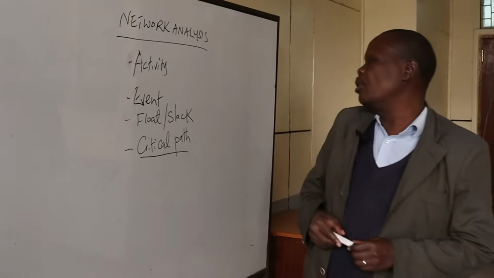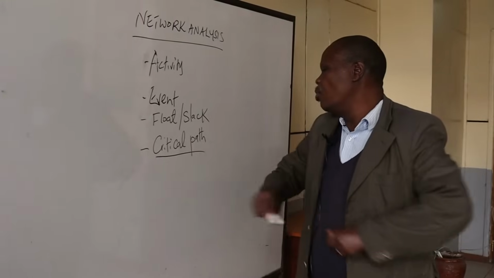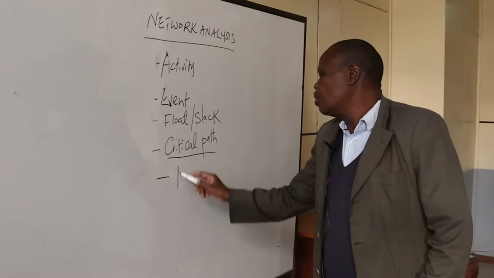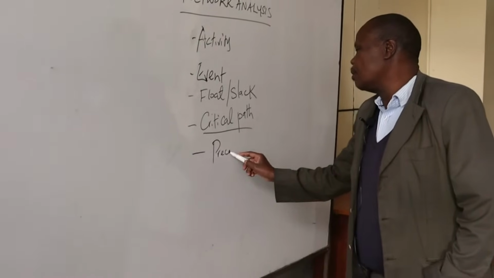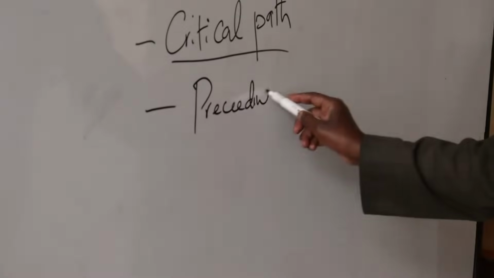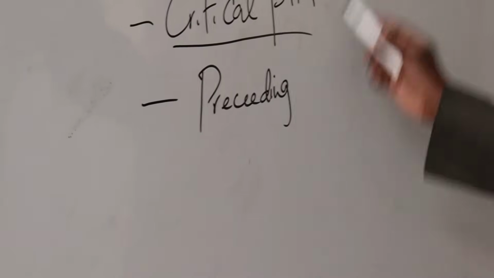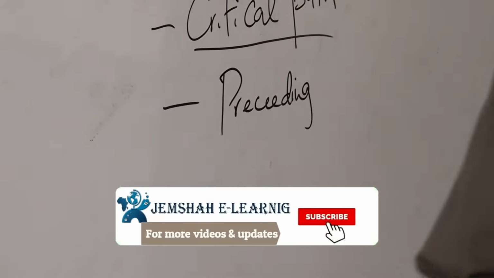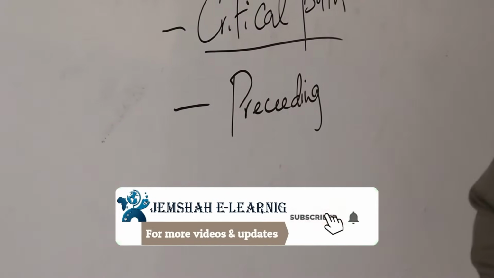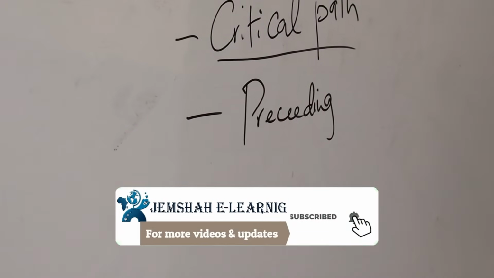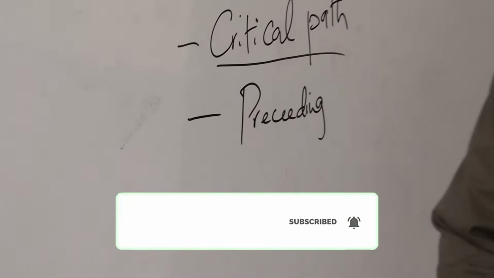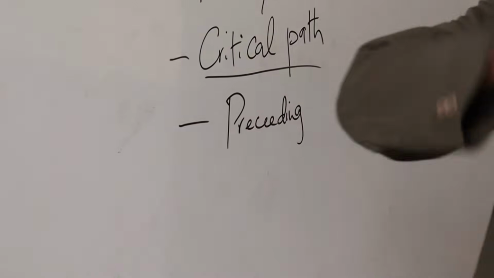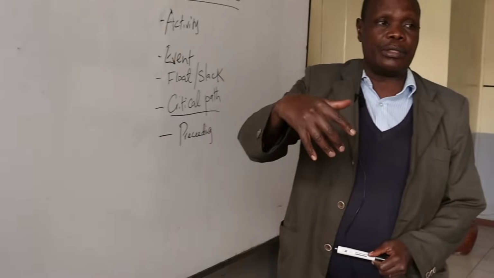So the other terminology is known as preceding activities or preceding activity. Preceding activities in a network are the activities which occur earlier than others. In fact, they give rise to the occurrence of other activities.